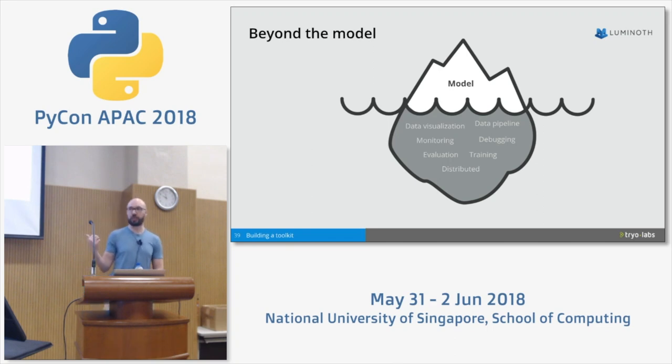So Luminoth has support for training on Google Cloud ML Engine. So you can train with one command. You can just boot up a cluster in ML Engine, and it will train for you. So this is very straightforward. And also, how do you deploy these models?